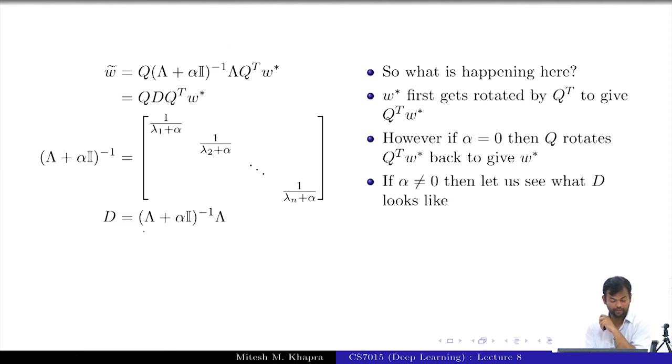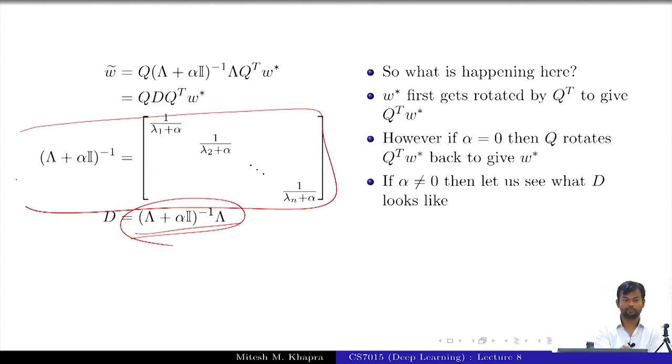Lambda. So D is equal to the product of these two things, right? So what is D going to be? What's the first element of this matrix going to be? How many of you say lambda 1 by 1, lambda 1 plus alpha? This much is clear? Everyone gets this? Okay. So this is a diagonal matrix of the form ABC.